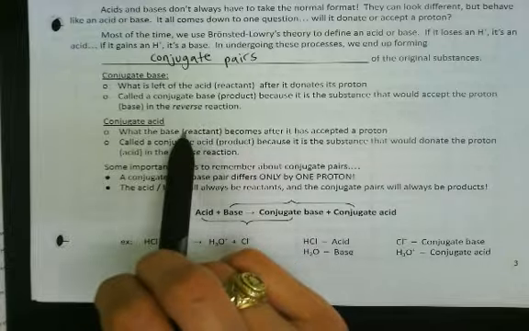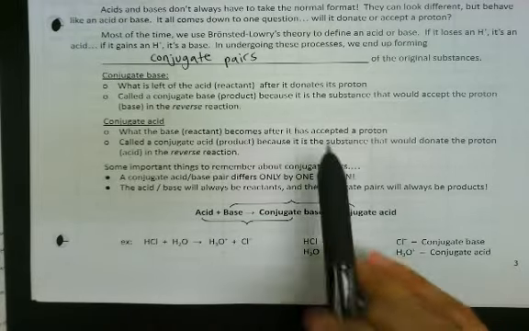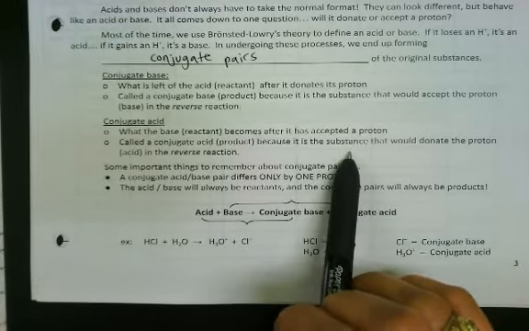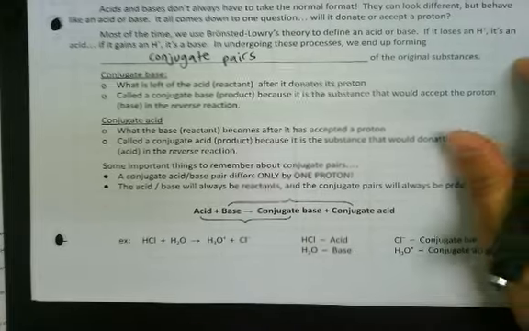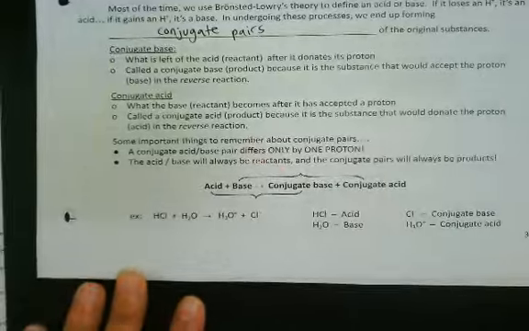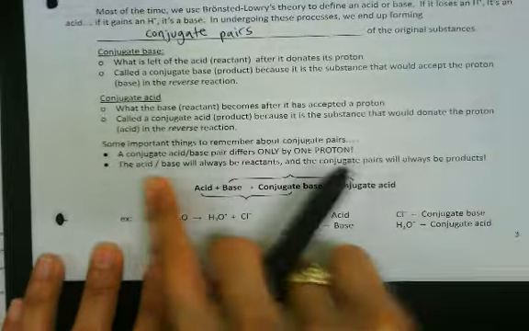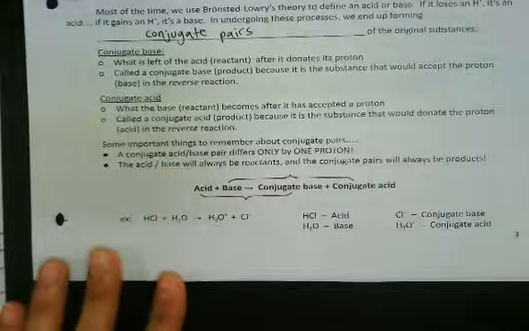Conjugate acids are what the base becomes after it accepted a proton, and it's called a conjugate acid for a similar reason. It becomes the substance that would donate the proton in the reverse reaction. Okay, so when we're looking at conjugate pairs, we are going to see two important things. A conjugate acid-base pair will differ only by one proton.